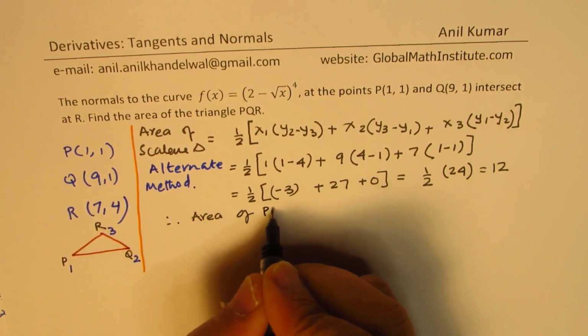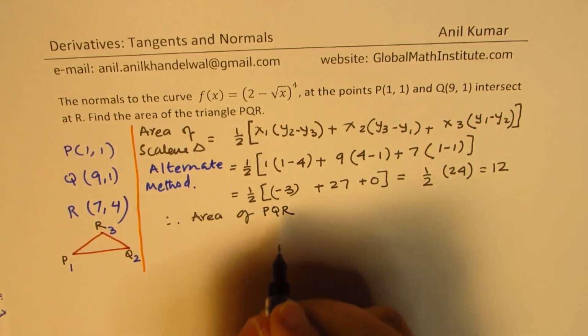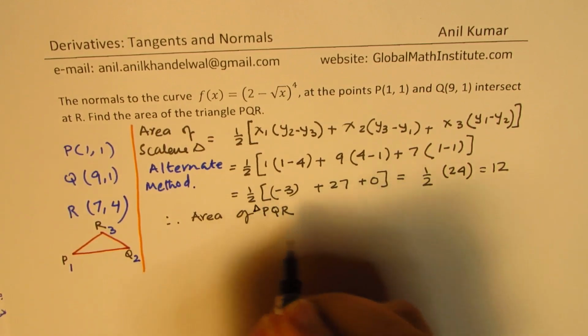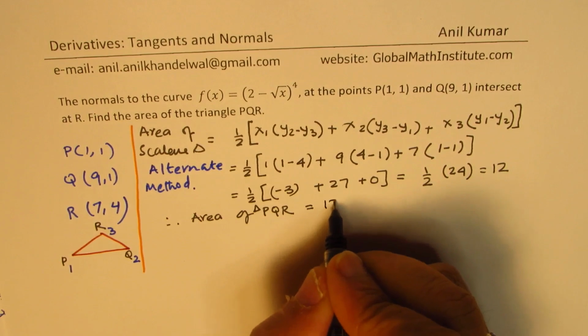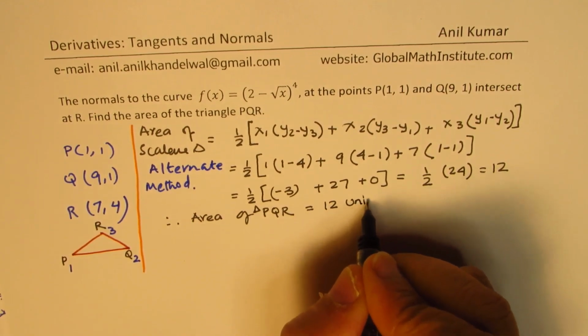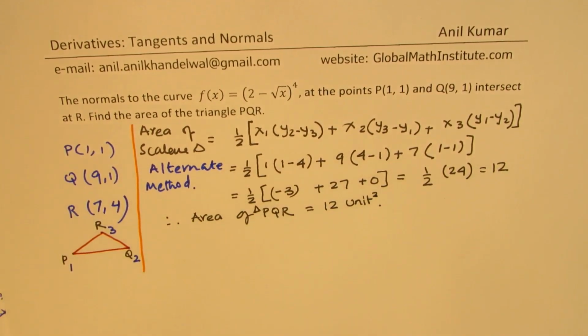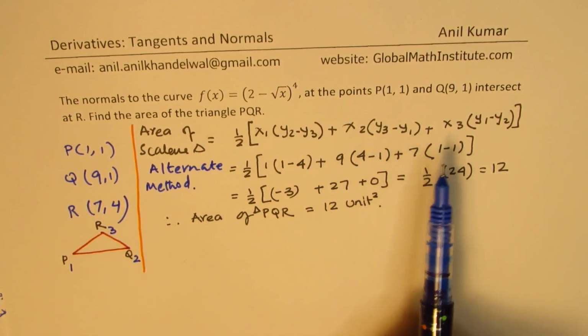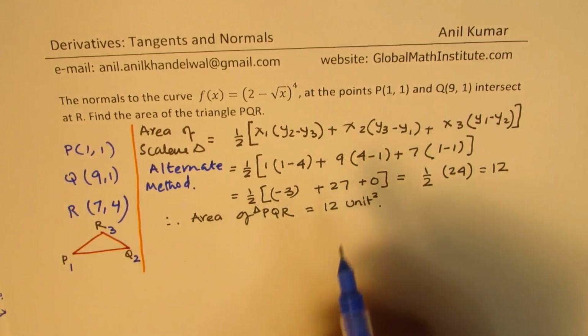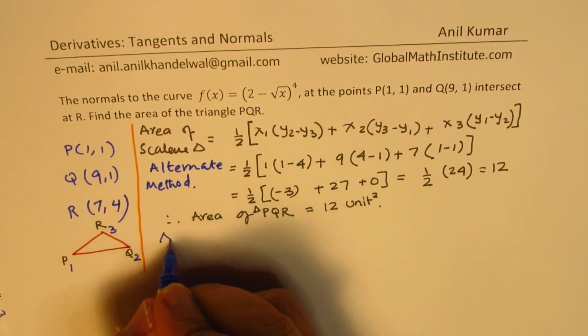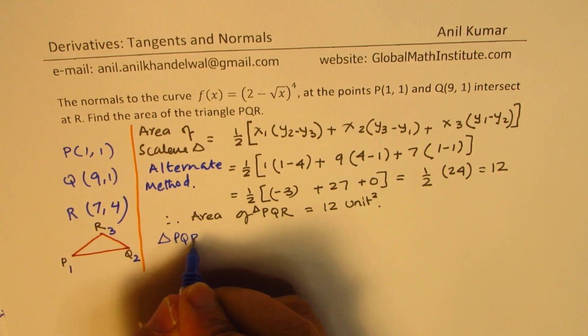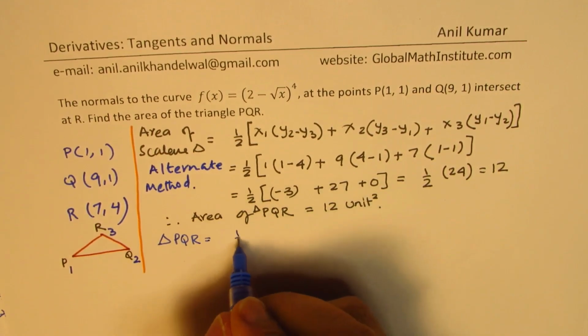And therefore, we know that the area of triangle PQR is 12 units square. Right? So that is how you find it. Now there is another way of writing this and calculating, so I'll show you that calculation. We could also find the area of triangle PQR, that is a quicker way also, is half of.